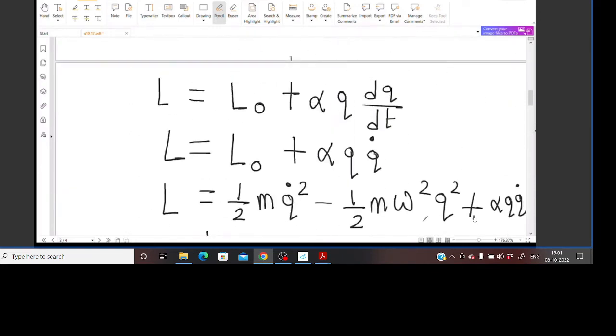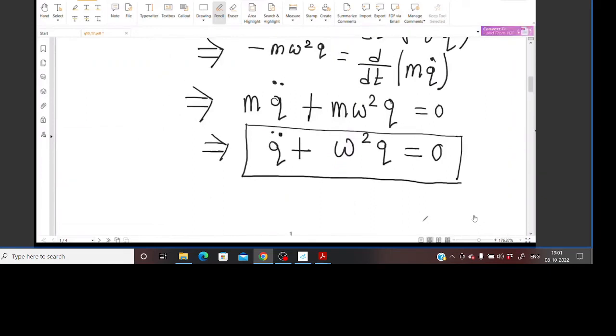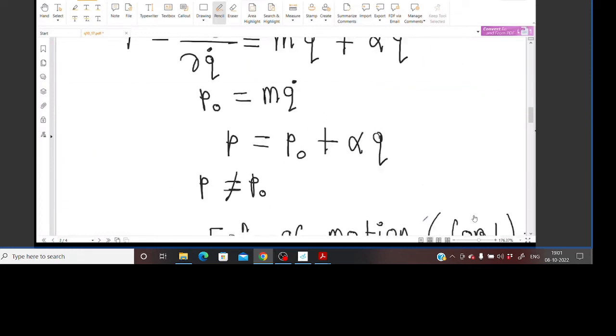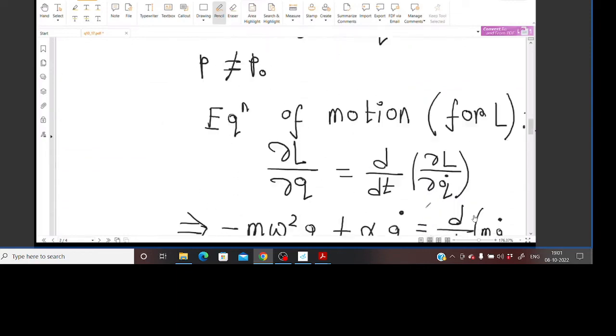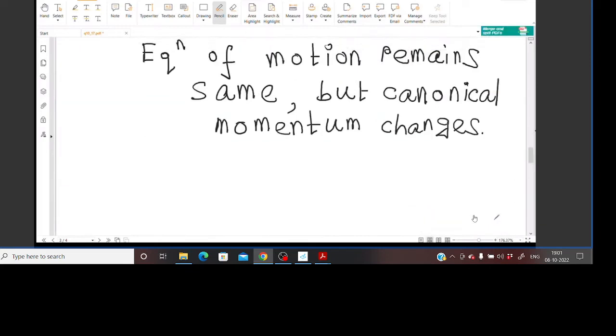So if the Lagrangian is changed from L0 to L, then the equation of motion does not change, but the canonical momentum changes. Thus, in this question, we found that option B is correct.